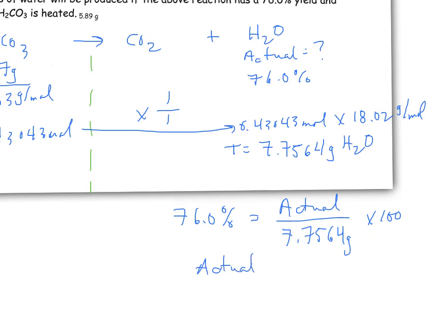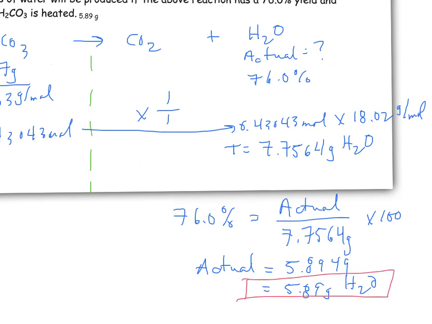When I do that, my actual yield equals 5.8949. I should only include 3 sigdigs, so my final answer will be 5.89 grams of water being made. Try out the practice problems listed on the assignment checklist for percent yield.